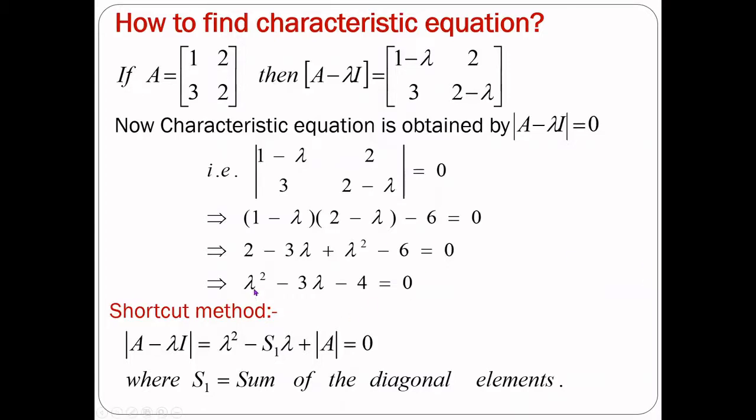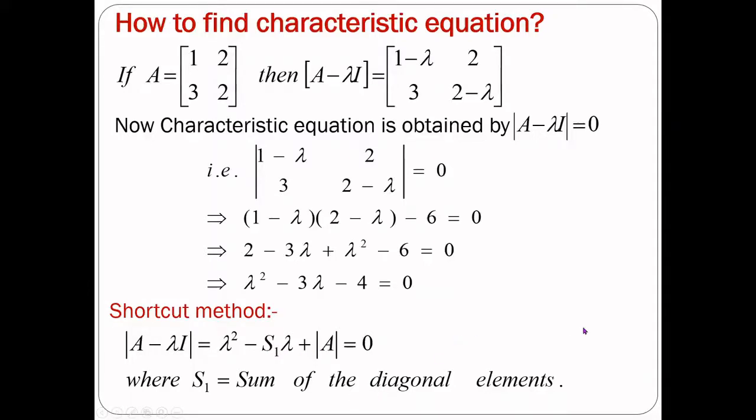It starts with lambda square minus the sum of the diagonal elements, that means 1 plus 2, that is 3 lambda, and determinant of A is 1 into 2 is 2 minus 6, that is minus 4. So in this way, with the shortcut method, we can have the characteristic equation for a 2 cross 2 matrix. Note that here we assign alternate signs to the powers of lambda. Lambda square has a positive sign, lambda has a negative sign, and the determinant has a positive sign.